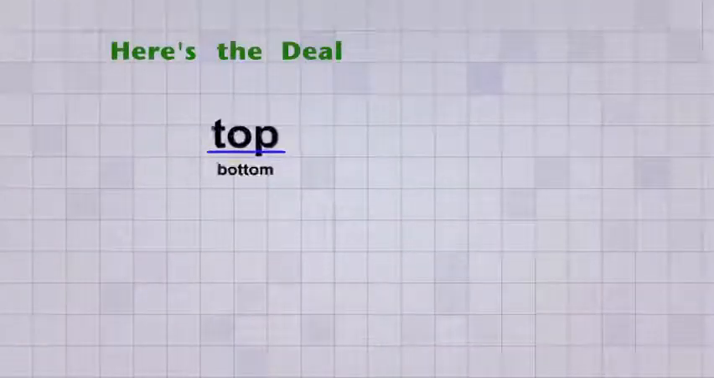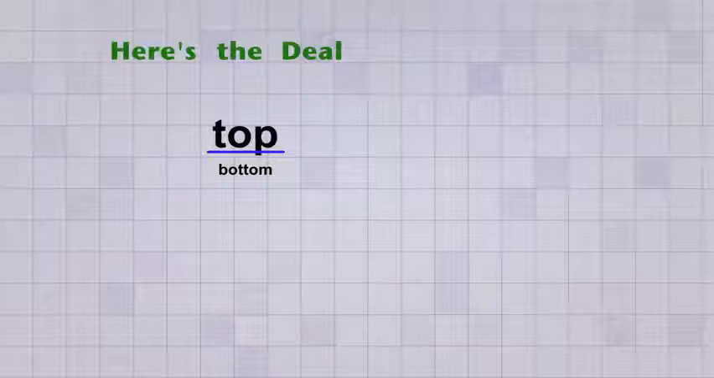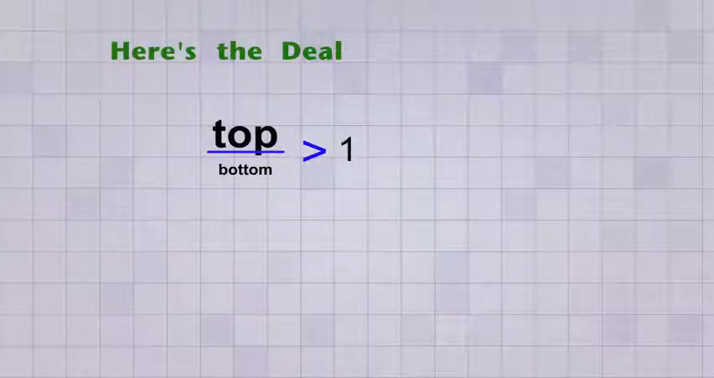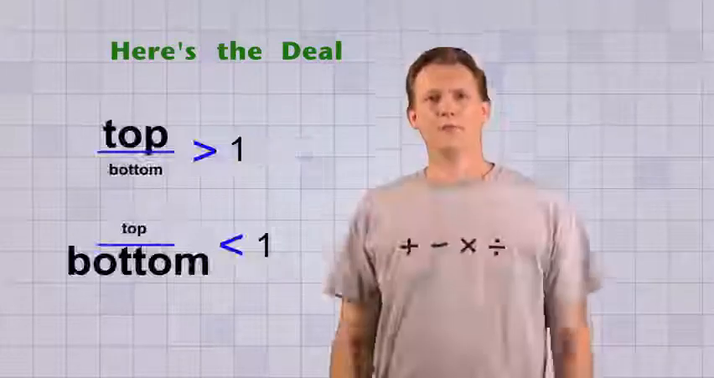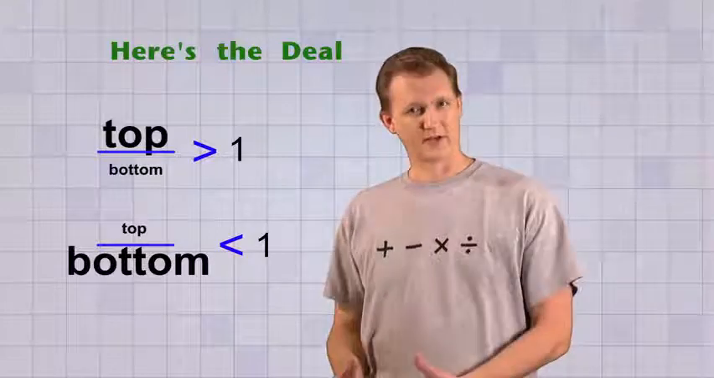Here's the deal. If the top number of a fraction is bigger than the bottom number, then the value of the fraction will be greater than 1. But if the top number is smaller than the bottom number, then the value of the fraction will be smaller than 1. But if we divide a smaller number by a bigger number and get a value that's smaller than 1, then how are we going to write that down like a regular number? I mean, isn't 1 the smallest number we can write? Well, besides 0.